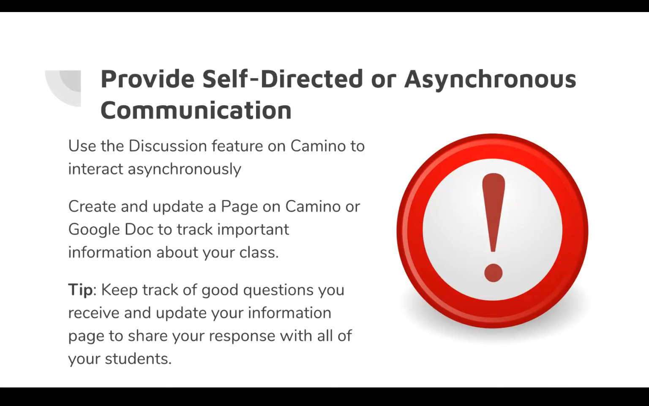For example, you can provide self-directed or asynchronous communication. You can use the discussion feature on Camino to interact asynchronously or to have a class discussion outside of hours. You can also create and update a page on Camino or a Google Doc to track important information about your class. If you keep track of good questions you receive, you can update that information page to share your response with all of your students to reduce the number of emails you receive.